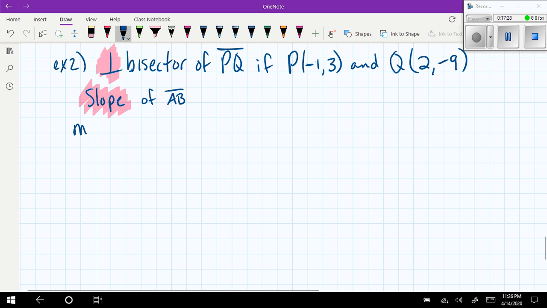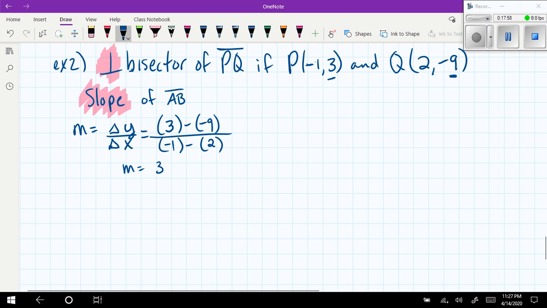So slope is rise over run, which is change in the y's over the change in the x's. I'm going to pick my y values on top. I'm just going to start with the 3 and then the negative 9. But because I started with the 3 on the numerator, I must start with the negative 1 on the denominator, and then 2. So my slope is 3 plus 9 over negative 1 minus 2.